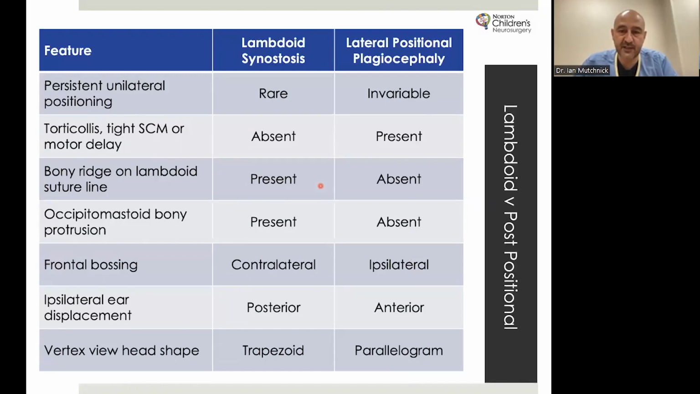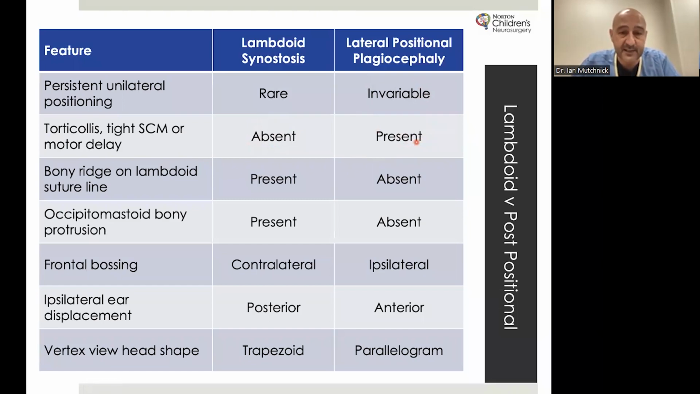So just a little summary chart. For lambdoid synostosis, persistent unilateral positioning, it's kind of indifferent. Doesn't matter if it was happening, but this is always the case. The kid always prefers one side or the other for lateral positional plagiocephaly. Is torticollis present? I shouldn't say absent, but it's immaterial to it. But often the torticollis or a tight SCM can help, or motor delay. And it's important to recognize that plagiocephaly does not cause motor delay or any cognitive deficits. We're very sure on that. We're going to return to that a little bit later in this presentation.